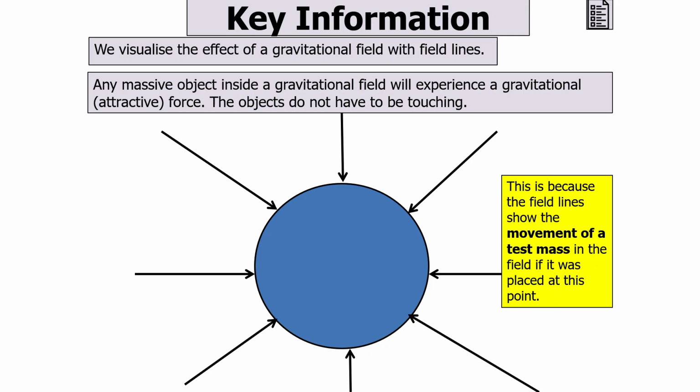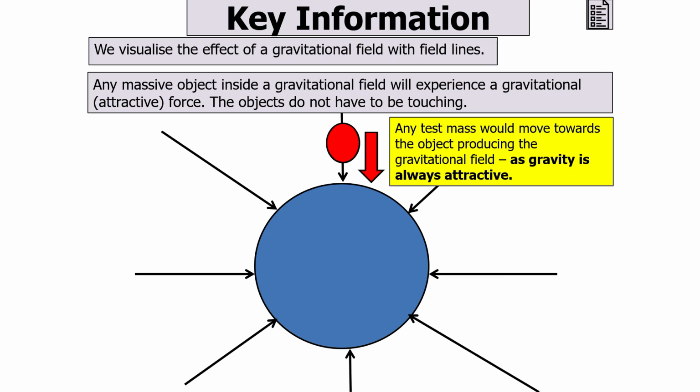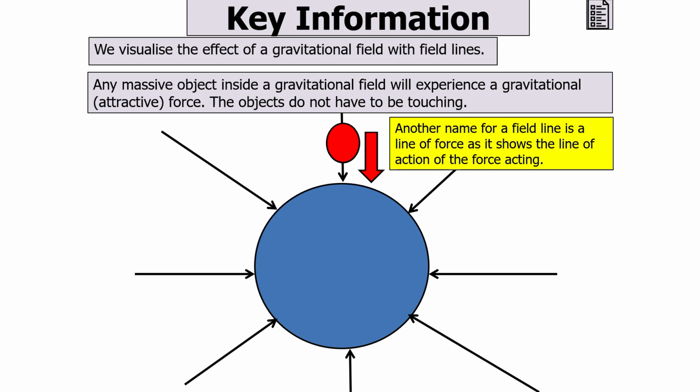So we say the field lines should show the movement of a test mass in the field if it was placed at this point. Now, any test mass would move towards an object producing the gravitational field, as gravity is always attractive. This leads to another name for a field line, which is a line of force, as it shows the line of action of the force acting.